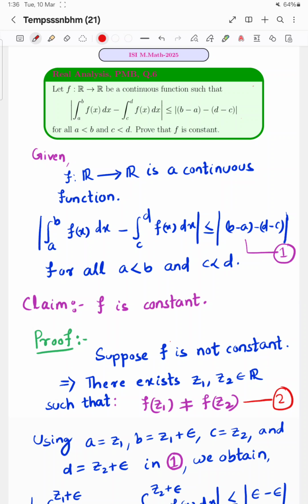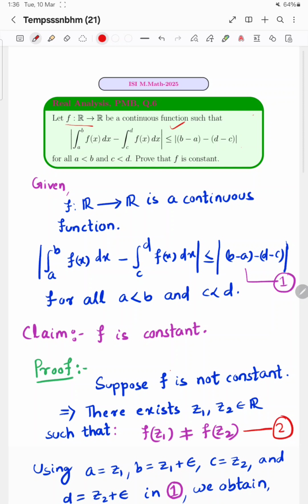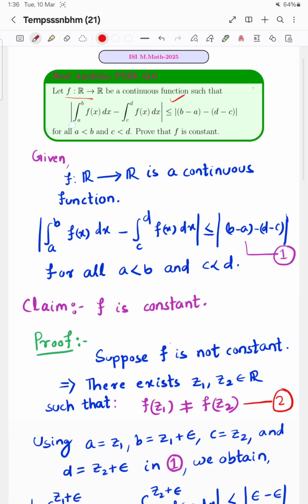In today's discussion, we discuss a very interesting question from real analysis, and this question was asked in the ISI MSc Mathematics Entrance Exam 2025. In this question, what is given? f is a mapping from the real numbers to the real numbers, and it is a continuous function. It satisfies this integral inequality for every a less than b and every c less than d. Here a, b and c, d are arbitrary. Then we have to prove that f is a constant function.